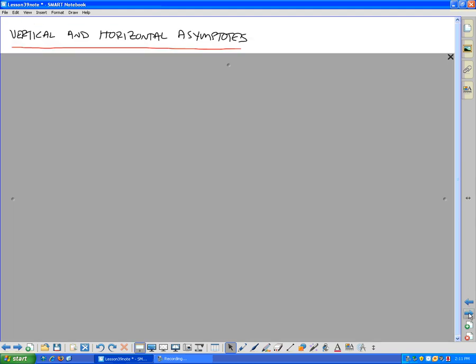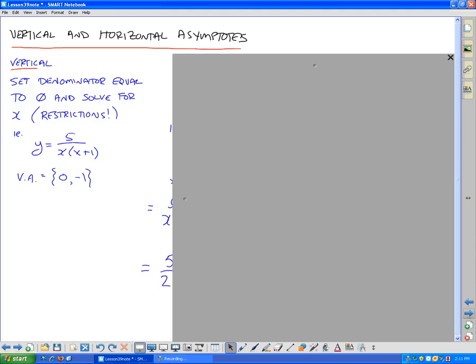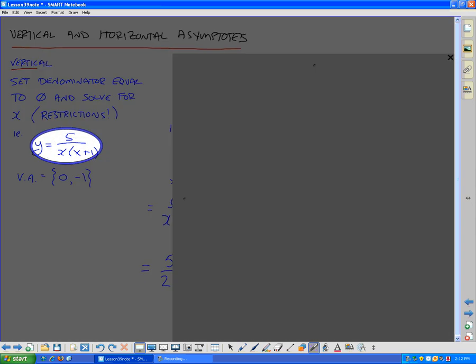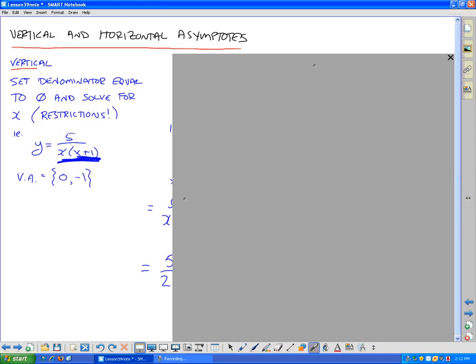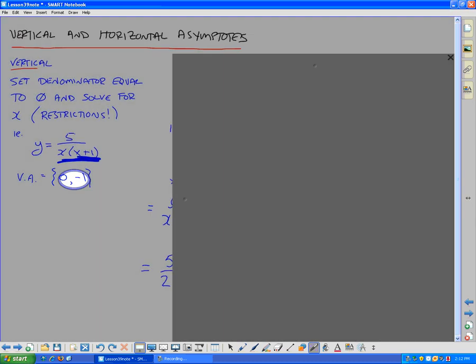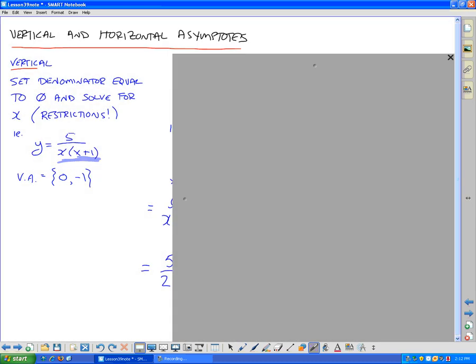Okay, vertical and horizontal asymptotes. I do them side by side here. Vertical is the same as it was in the grade 11 course that you took, the 3U. You set the denominators equal to 0, and it's basically your restrictions. So you state your restrictions. In my example here, asymptotes come from the denominator. So what are the restrictions? I'm going to end up with vertical asymptotes at 0 and -1. So vertical asymptotes come from our restrictions.